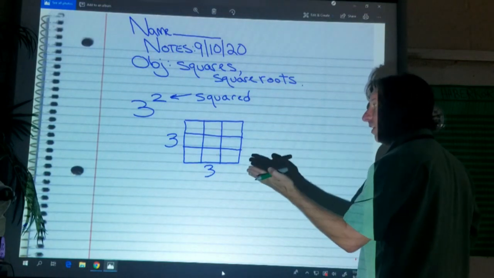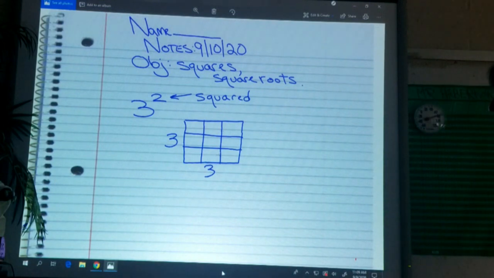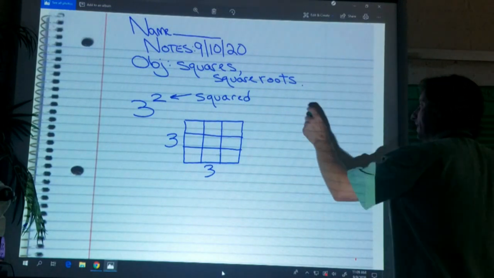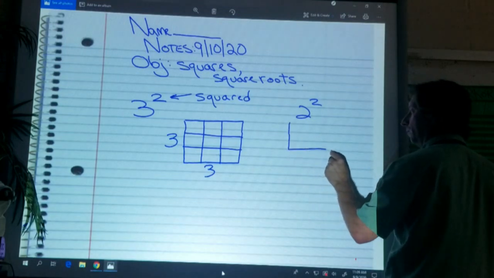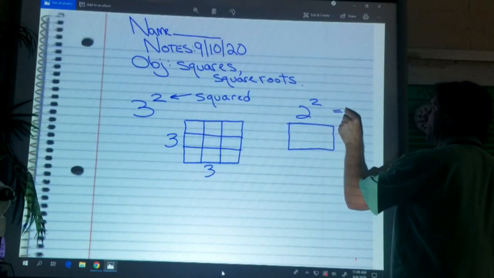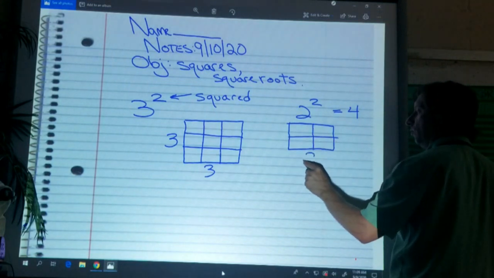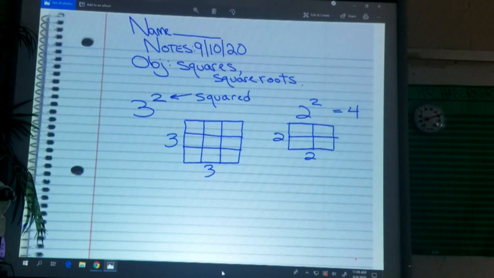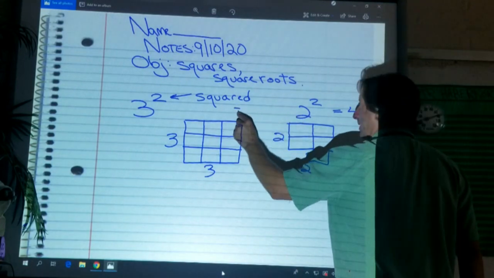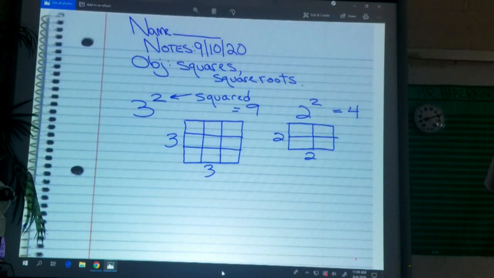So finding the area of a square is the same as the exponent 2. And this works for all of them. So say I gave you 2 squared. We know the answer to this is 4. And what that means is the area with sides of 2 is going to have 4 squares in it. All right, and this one we said was 9. Okay? Pretty simple stuff.